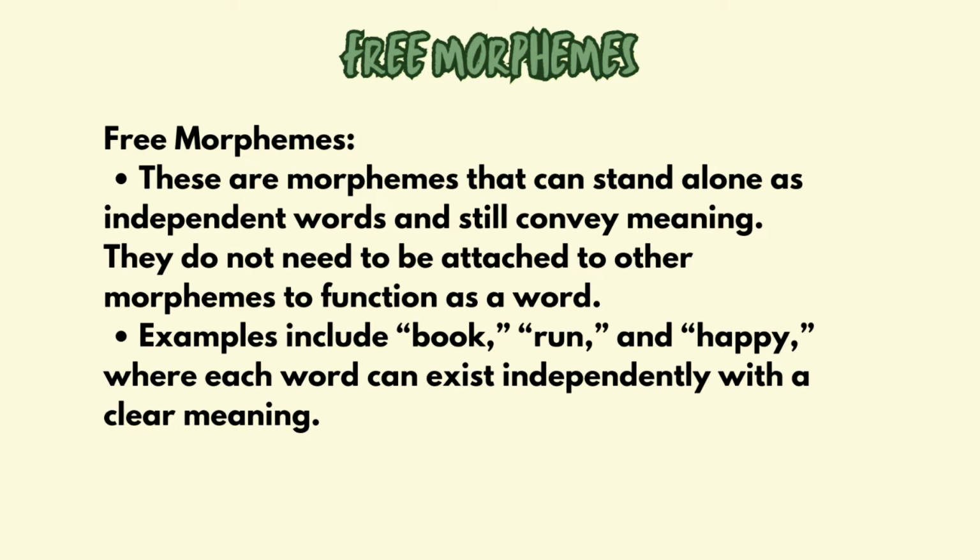So let us discuss free morphemes first. Free morphemes are morphemes that can stand alone as independent words and still convey meaning. They do not need to be attached to other morphemes to function as a word. Examples include book, round, and happy, where each word can exist independently with a clear meaning.